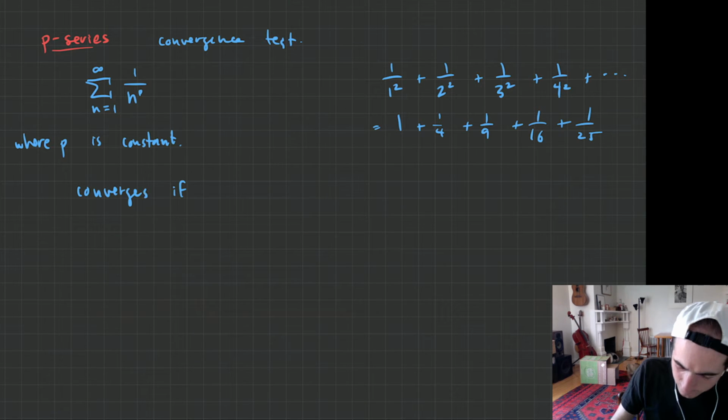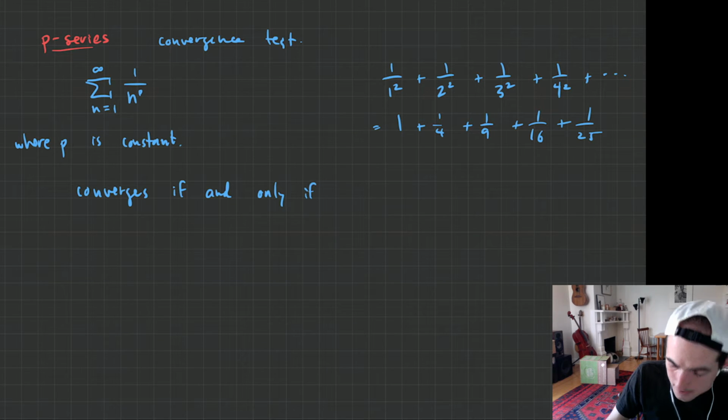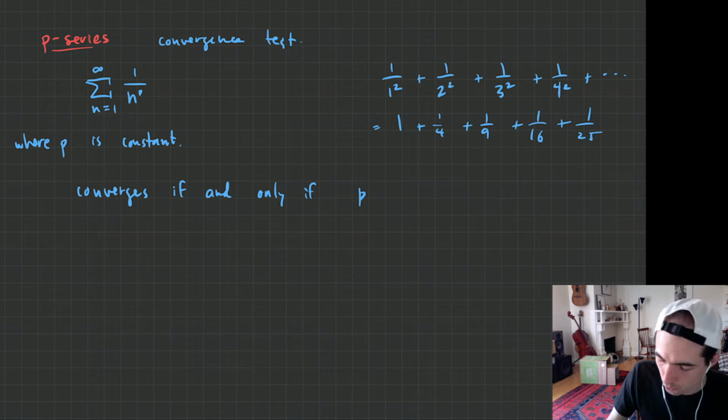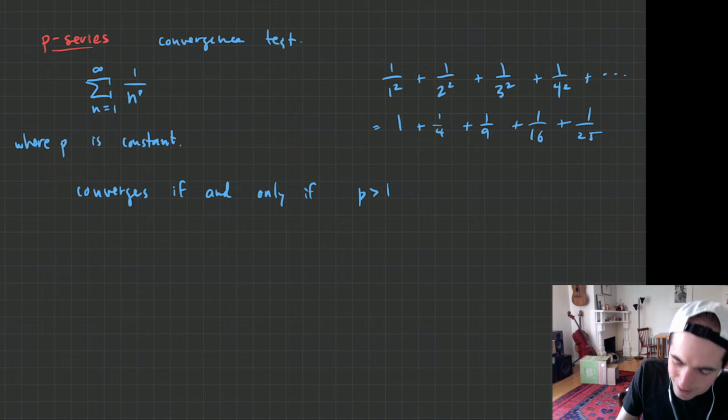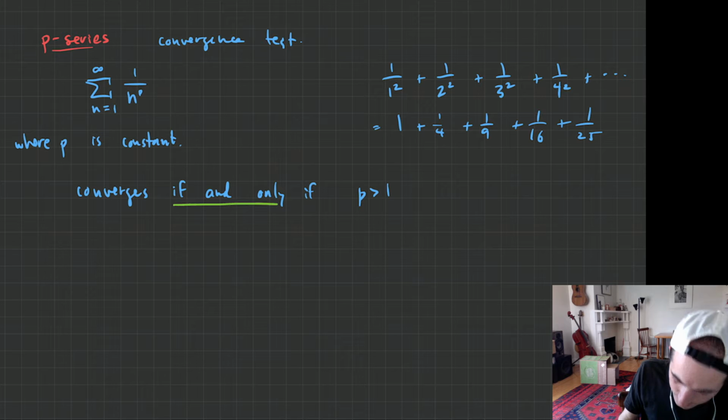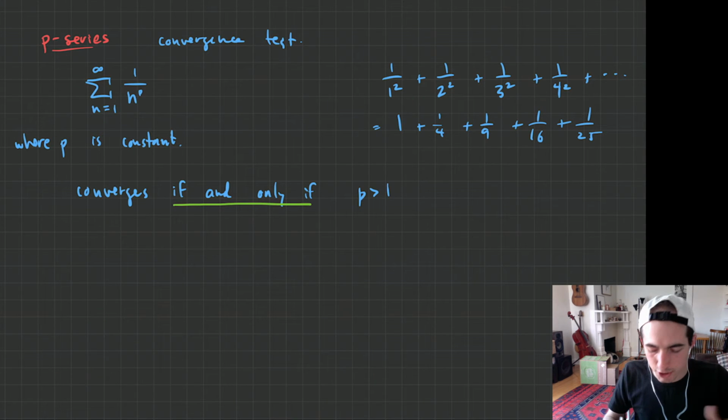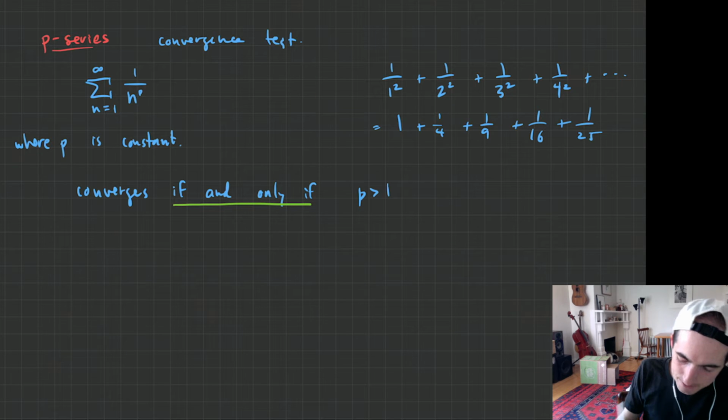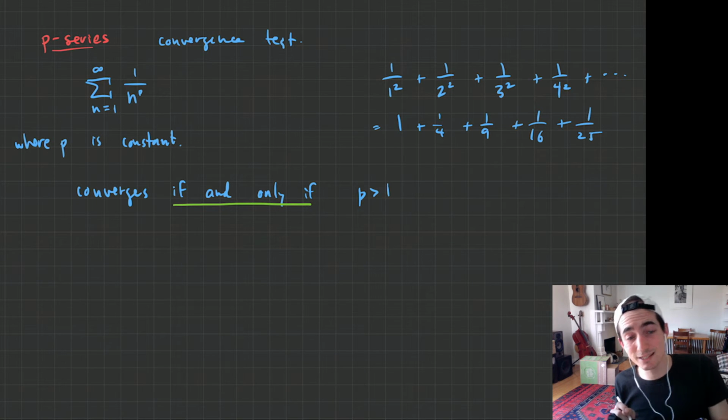I should say this converges if and only if p is greater than 1. Okay? So what I mean by if and only if, this is another one of those logic things, like an if-then statement. So this means that the converse is true.